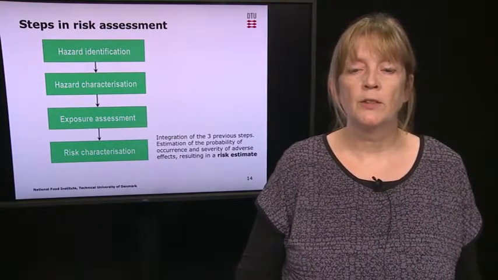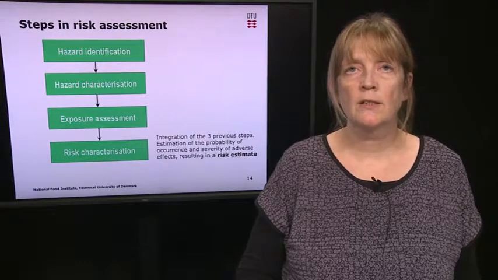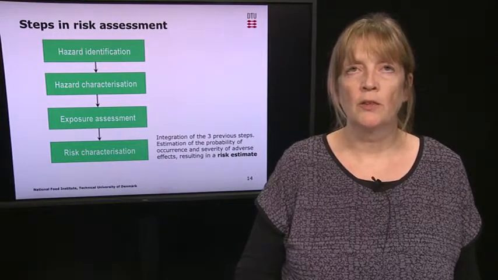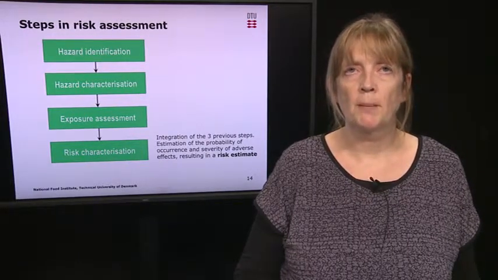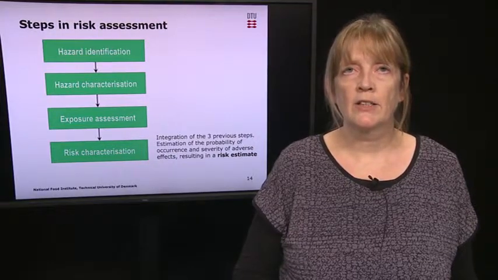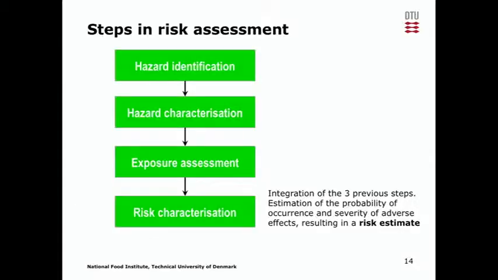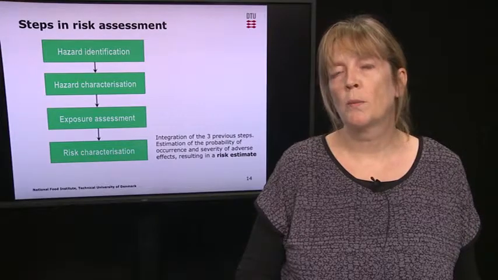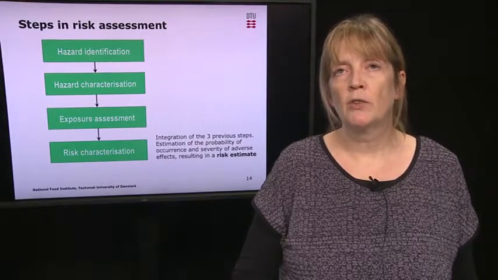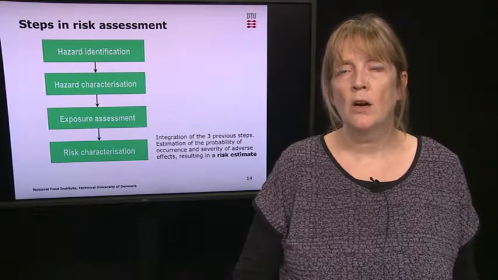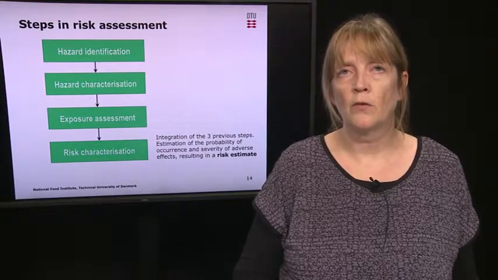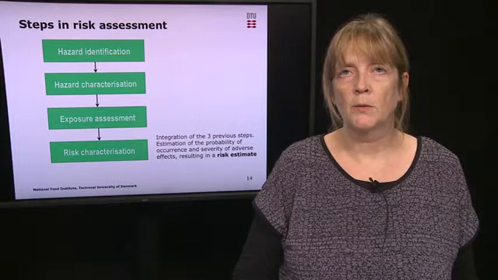Finally, we have the risk characterization. The risk characterization is really integrating the information from the three previous steps, particularly hazard characterization and the exposure assessment. So if you remember, the hazard characterization was about formulating the dose-response relationship, and the exposure assessment gives you the dose. And if you combine these two, you will get a risk estimate, which is the probability of a human getting ill from eating this particular food.